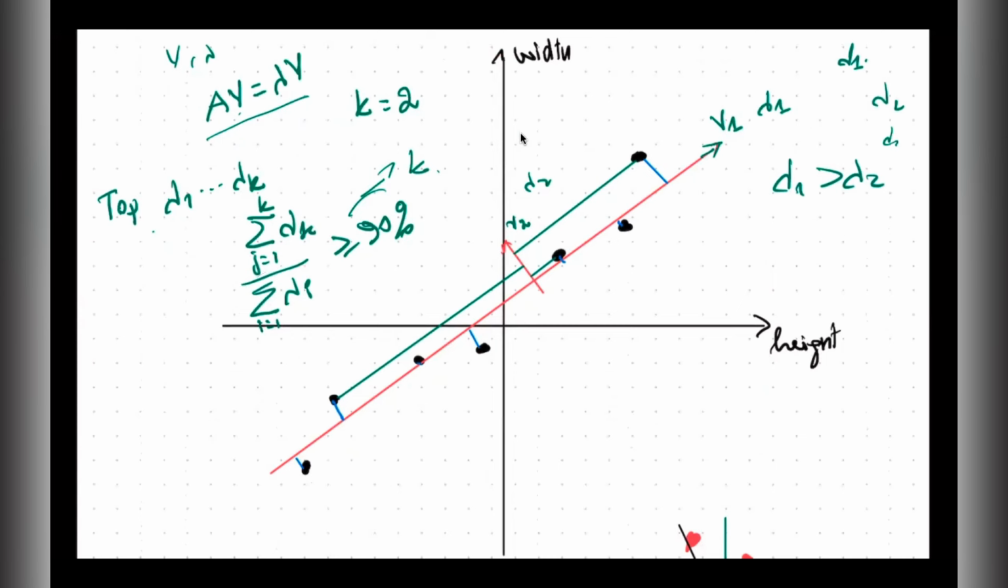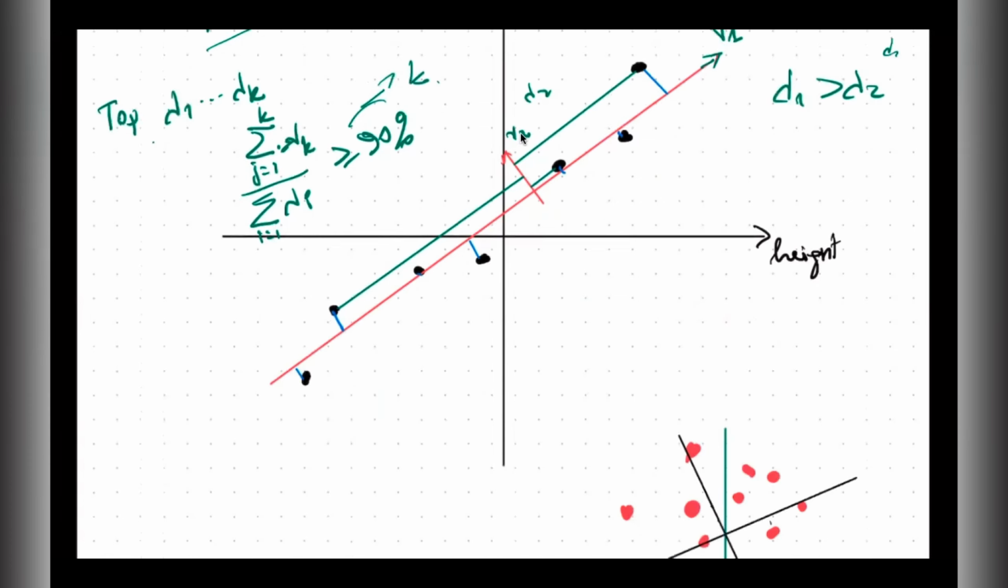Huh? What? Where's D K? It's not D, it's lambda. It's lambda K. So this lambda K. Yeah. So you just get the ratio of variance that is required. So this is how you can get it.